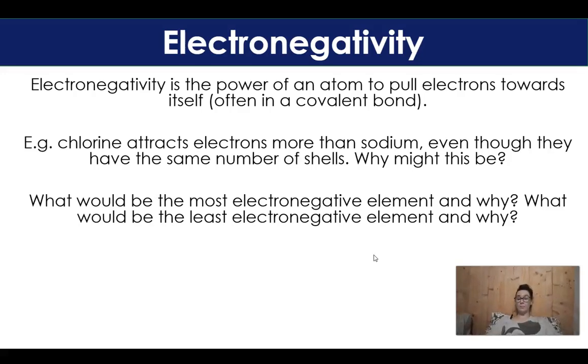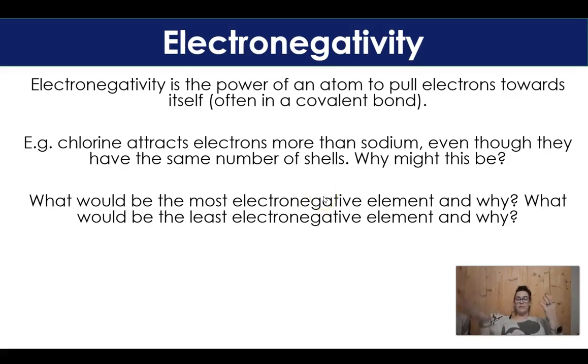But in your data booklet, it's usually represented as electron volts. So chlorine is going to attract more electrons than sodium because it wants to form an anion. So it's going to have a very high electronegativity, whereas sodium will have a very low electronegativity. So the most electronegative element is going to be fluorine.